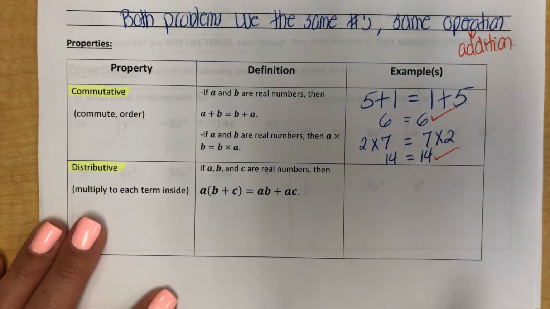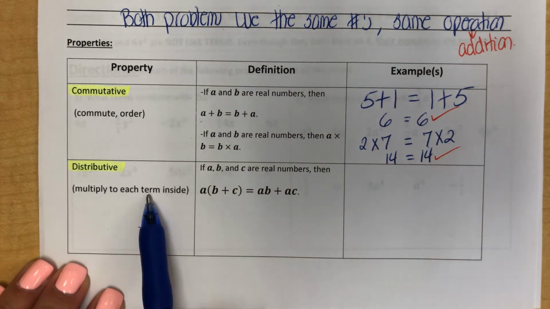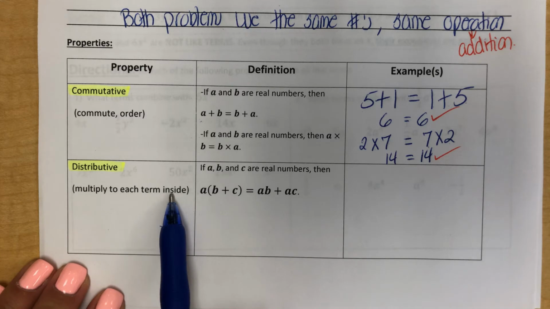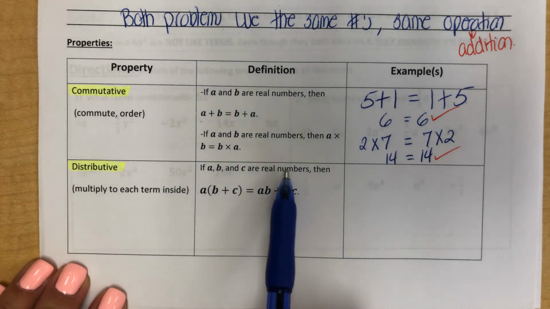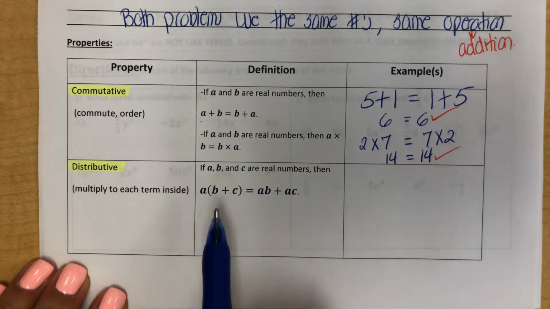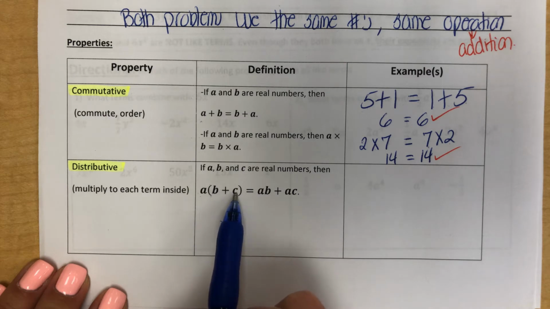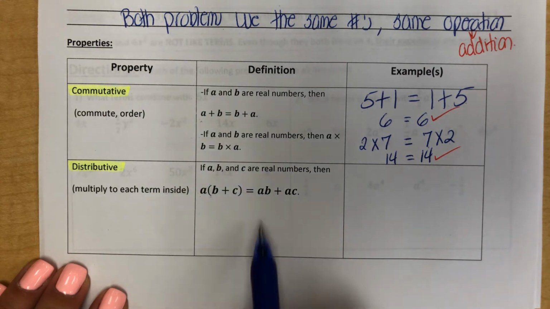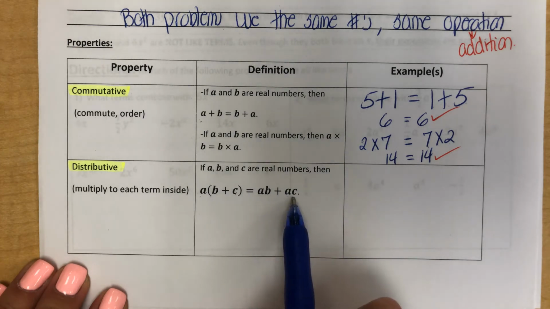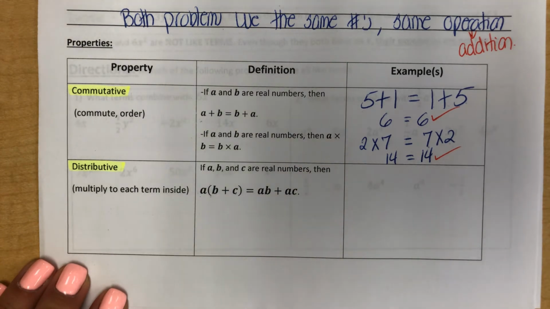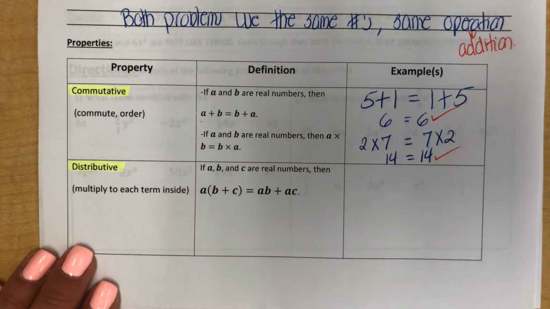Now, the distributive property means to multiply to each term that's going to be inside parentheses here. So if we look at the definition, if A, B, and C are real numbers, then I know A times (B plus C), everything that's inside, is going to equal A times B plus A times C. Again, I need to see a real example. I don't know if this is super helpful, so let's jump over here to our examples.